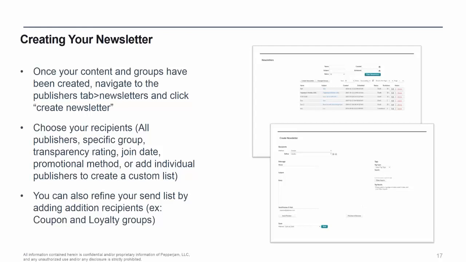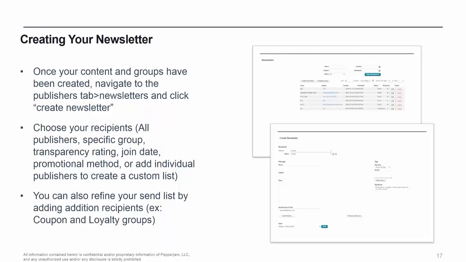So you can choose your recipients. You can send this to all publishers in the program. You can pick a specific group. You can also use this based on their transparency rating, their join date for when they joined the program. You can also choose by their promotional method or add individual publishers to create a custom list.